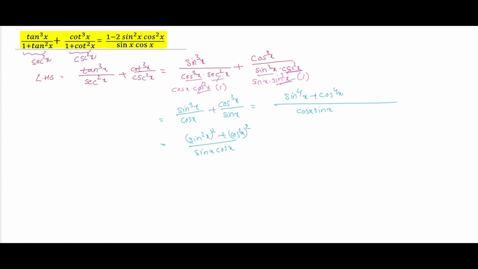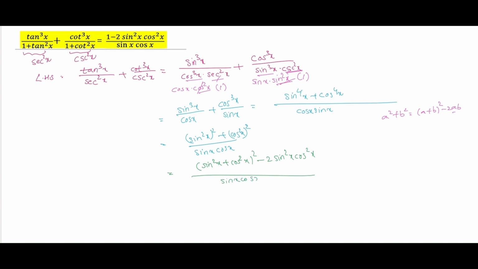So the numerator is now like a square plus b square, which can be written as a plus b whole square minus 2ab, where a is sine square x and b is cos square x. Now we substitute here, this becomes a plus b whole square minus 2ab upon the denominator as it is.